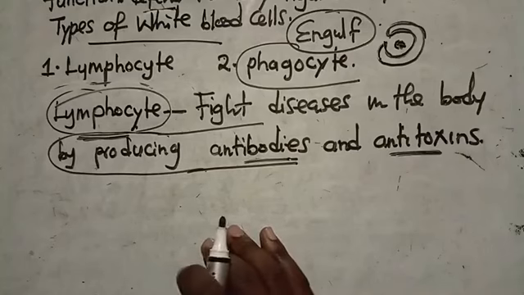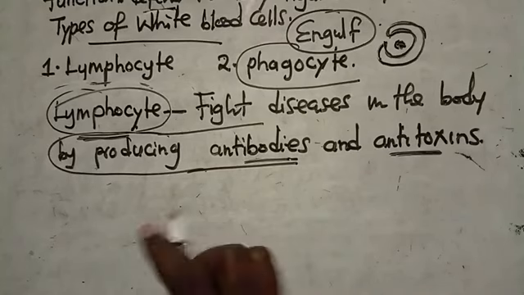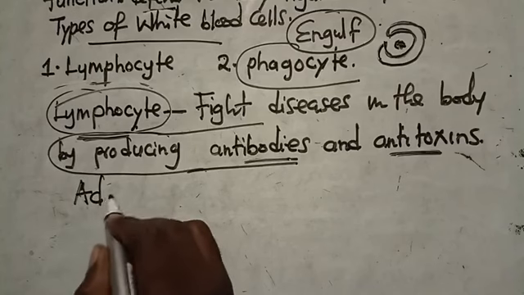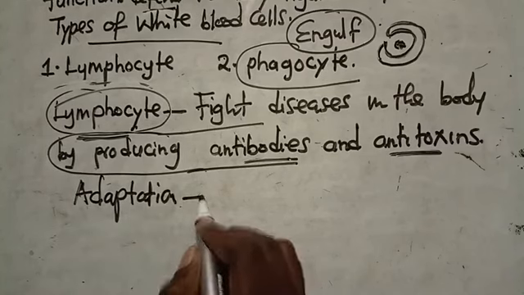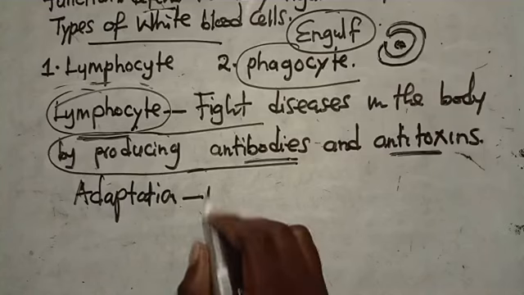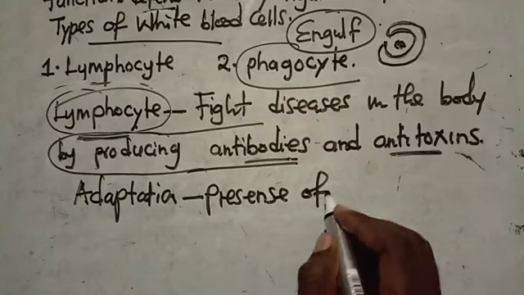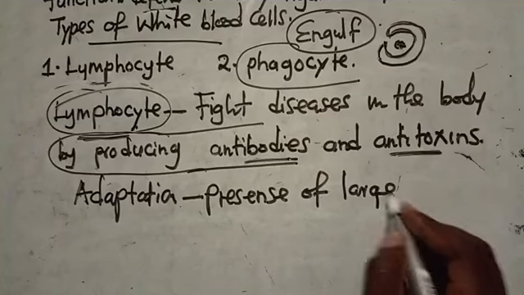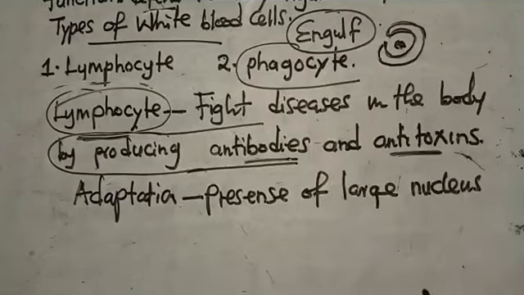So this is all that you need to know. And you discover that the way this one is, its adaptation. When I go to its adaptation, you need to know that the adaptation is the presence of a large nucleus. This is something you are supposed to know. There is a presence of a large nucleus.